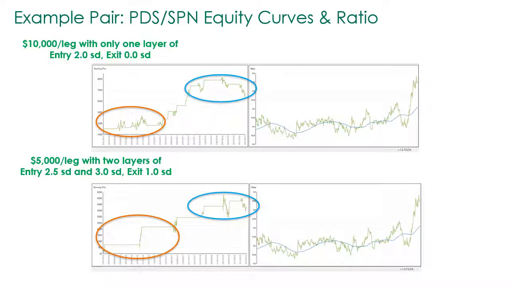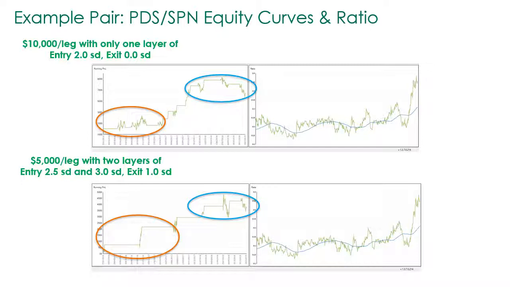And let's just take a quick look here at the equity curves. So on the top one, it's $10,000 a leg. You can see in the first year of that back test in the orange oval, the pair barely went anywhere in the first year. Then look down below at the layered entry. In that first year, you had a very good trade and made a lot of money. Okay, so that's a big difference.